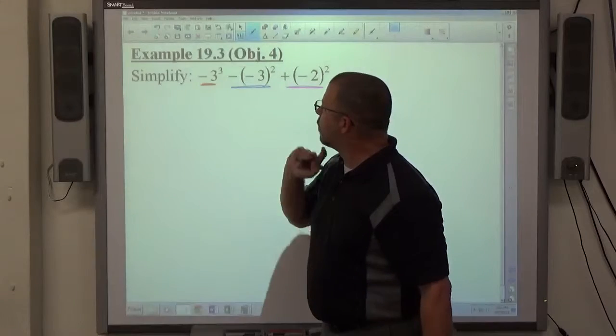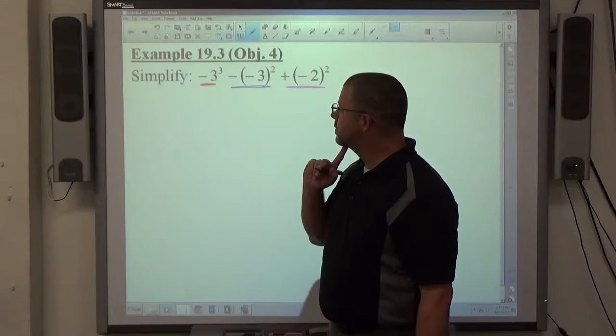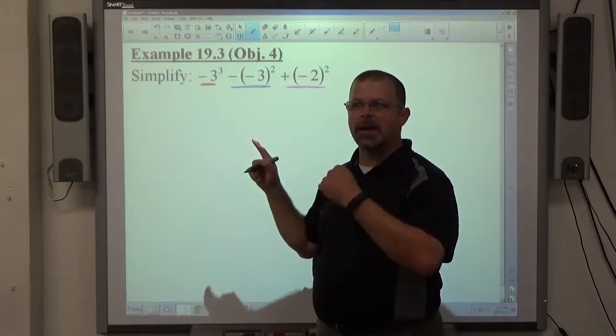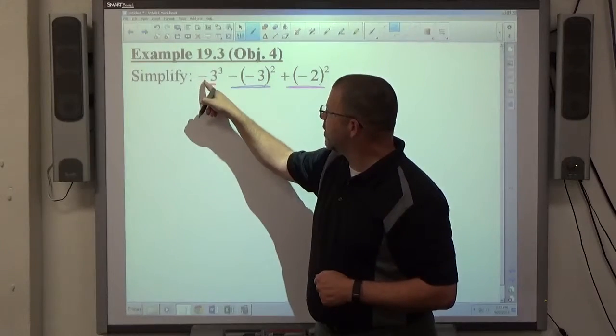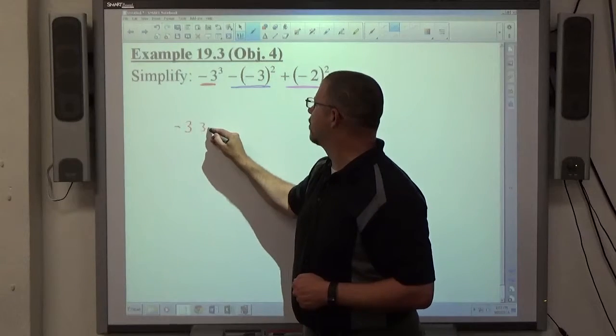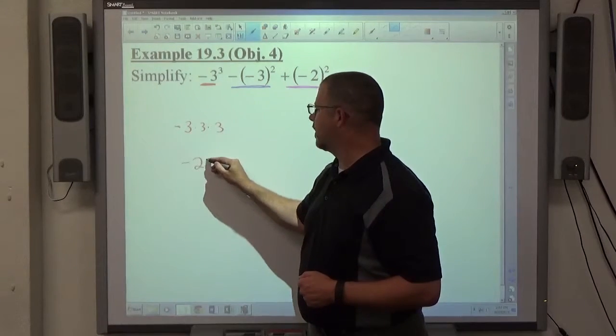Looking at the underlined red, what's being raised to the third power? The 3. The 3 is being raised to the third power. The minus sign is not, right? Because the minus sign is not in parentheses. So what the red is, is minus 3 times 3 times 3, which evaluates to negative 27.